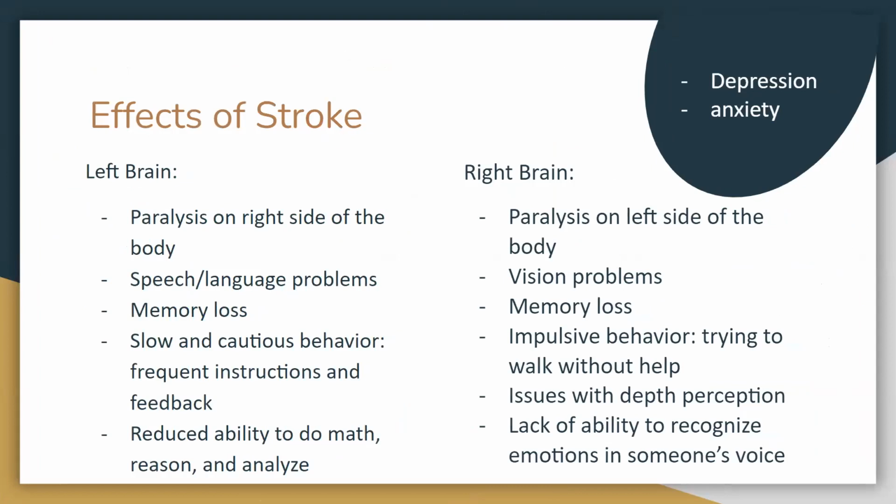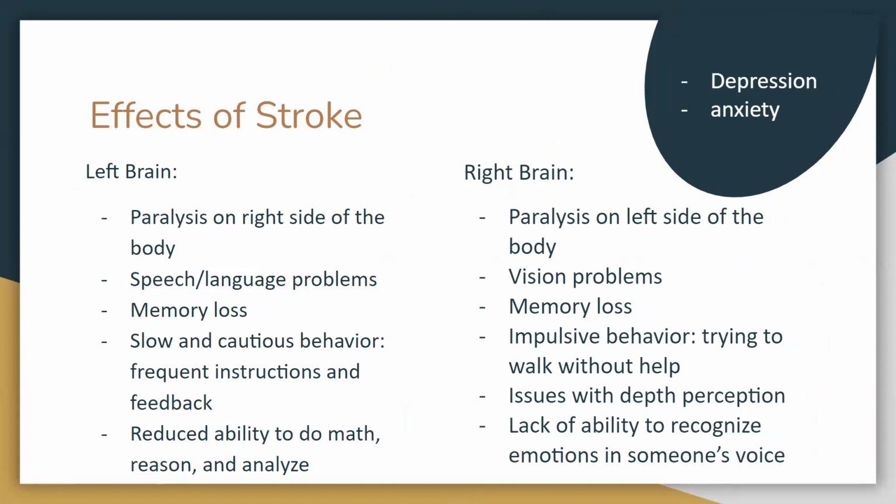Effects of stroke can be divided into left brain and right brain, depending on where the blood clot or bleeding is. So we're going to see paralysis on the right side of the body, speech and language problems, memory loss, and the patient will exhibit slow, cautious behavior if it's occurring on the left side of the brain. So they're going to require frequent instructions and feedback, as well as having reduced ability to do math, reason, and analyze.